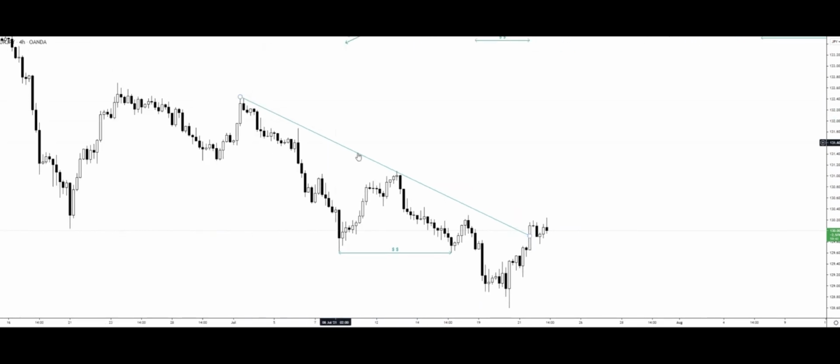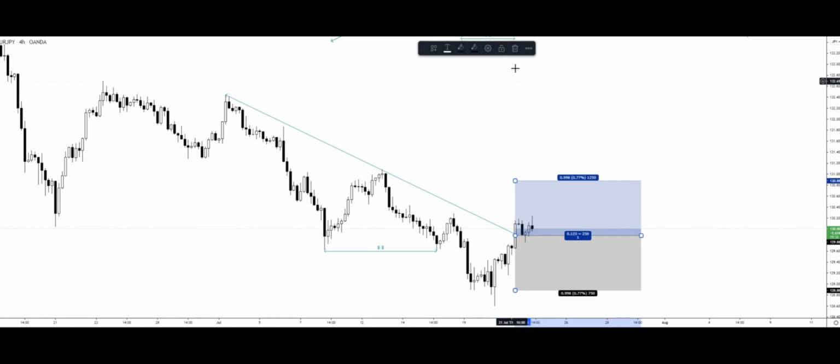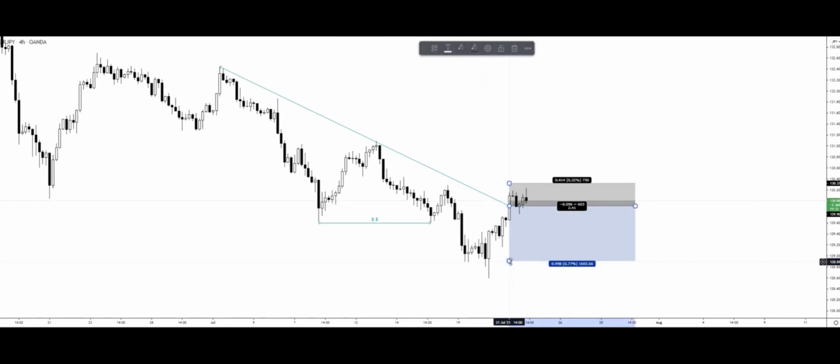You've got the one touch, you've got the two touch. What are you going to look for, right? A lot of people are going to be looking to sell from here. That's a buy. A lot of people are going to be looking to sell from here, right? The stops are going to be above the previous high. So there's going to be a lot of sellers in this market.